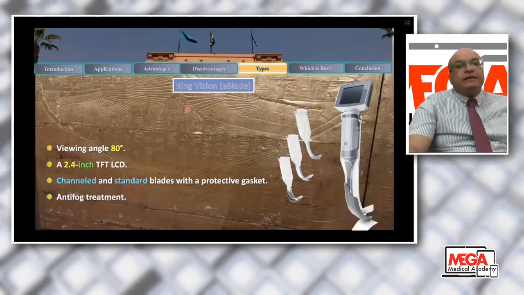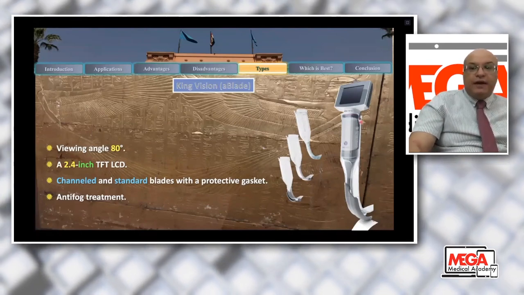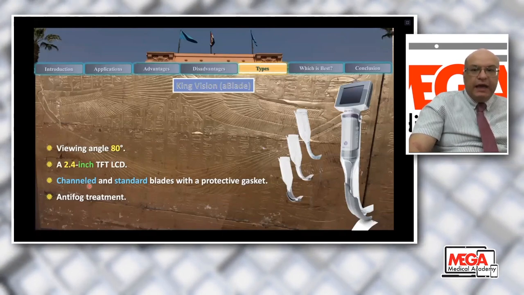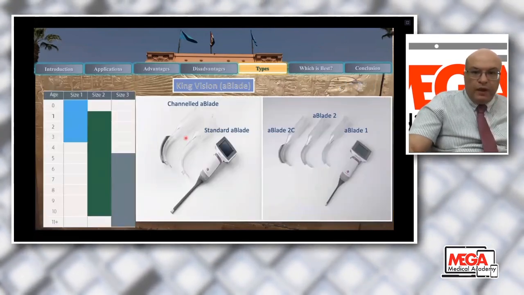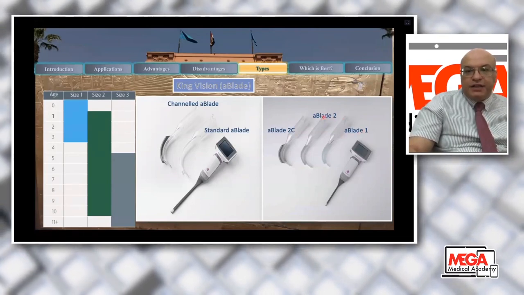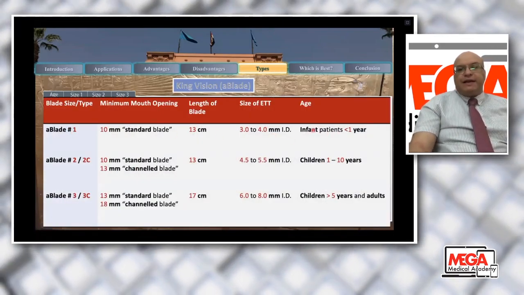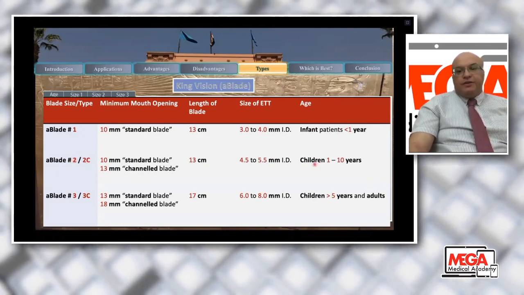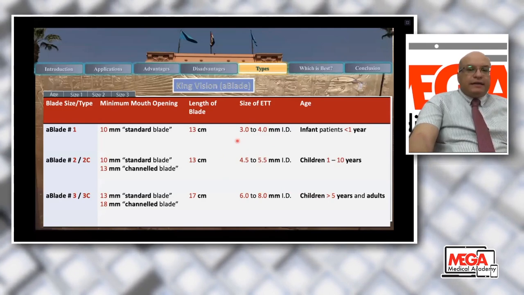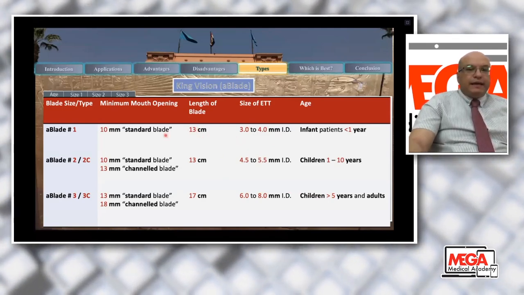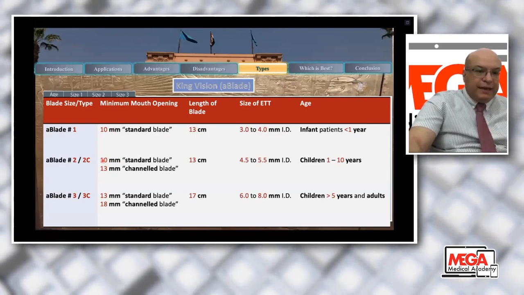King Vision is another channeled video laryngoscope, available for pediatrics, also with a viewing angle of 80 degrees like Pentax. Also, we have a 2.5 inch LCD screen. They have both non-channeled standard and channeled blades with an anti-fog treatment mechanism. You can see we have size 1 non-channeled, size 2 channeled and non-channeled for pediatrics. Usually size 1 is used for pediatrics less than 1 year, size 2 standard and size 2 channeled are used for children 1 to 10 years. Size 3 can be used for more than 10 years. And there is a difference in mouth opening. Mouth opening should be at least 10 millimeters for size 1, and for the standard blade 2, 10 millimeters, 13 millimeters for 2C.